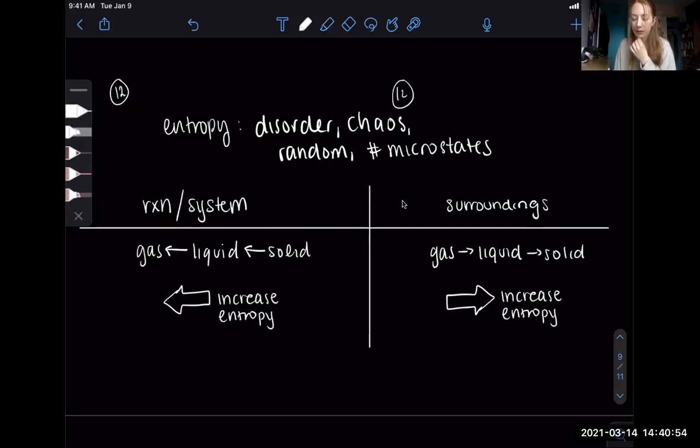However, if we take into account the surroundings, which is not the reaction, right? We're not thinking about our liquid or our gas in the reaction. We're thinking about what's happening in the surroundings, right? And that'll have an opposite effect. And so the way we increase disorder in the surroundings will be through doing the opposite, right?